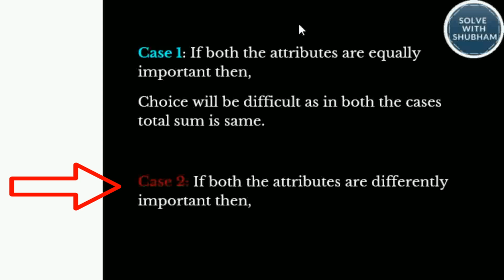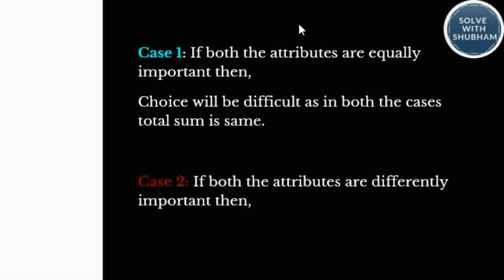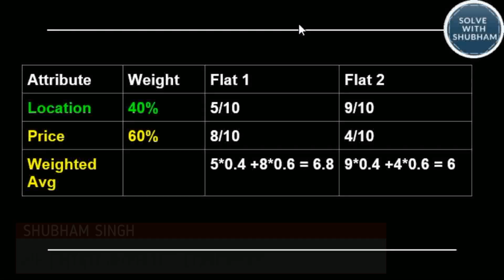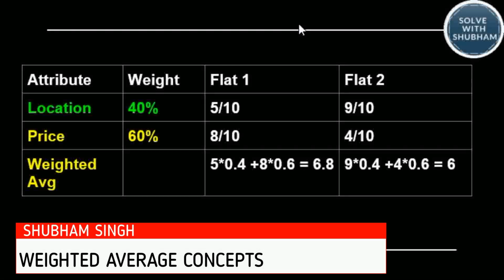Case 2. If both the attributes are differently important, there might be cases when Ram says that location is more important than price, or price is more important than location. In that case, let us say the weight given here is location is 40% and price is 60%, which means price is more important than location.